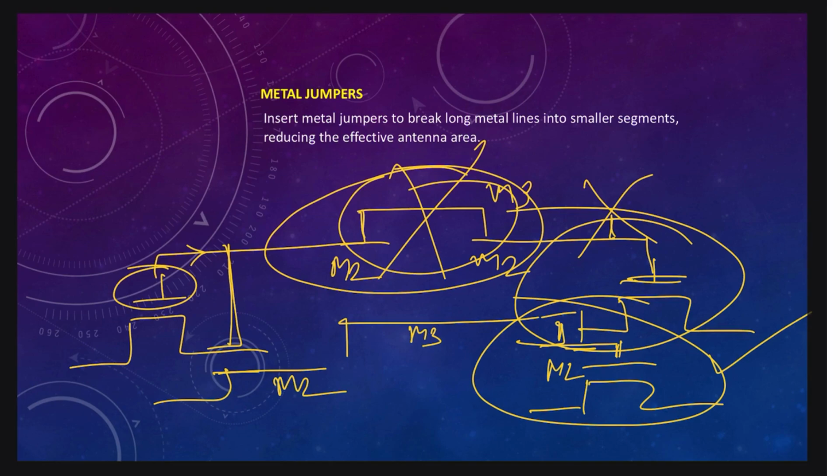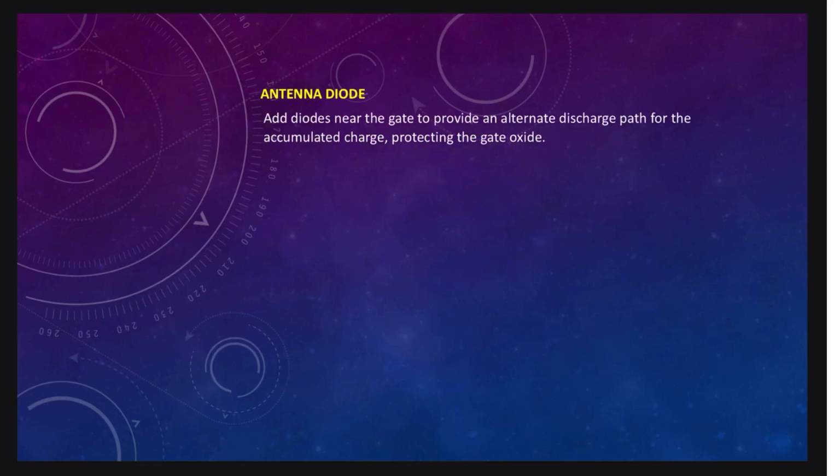So the second thing is this metal jumper. We should use a metal jumper. If a metal jumper is not possible, the design is fully congested, and we cannot place the devices near to each other, the third step will be the antenna diode. This is a very important thing to solve the antenna error.